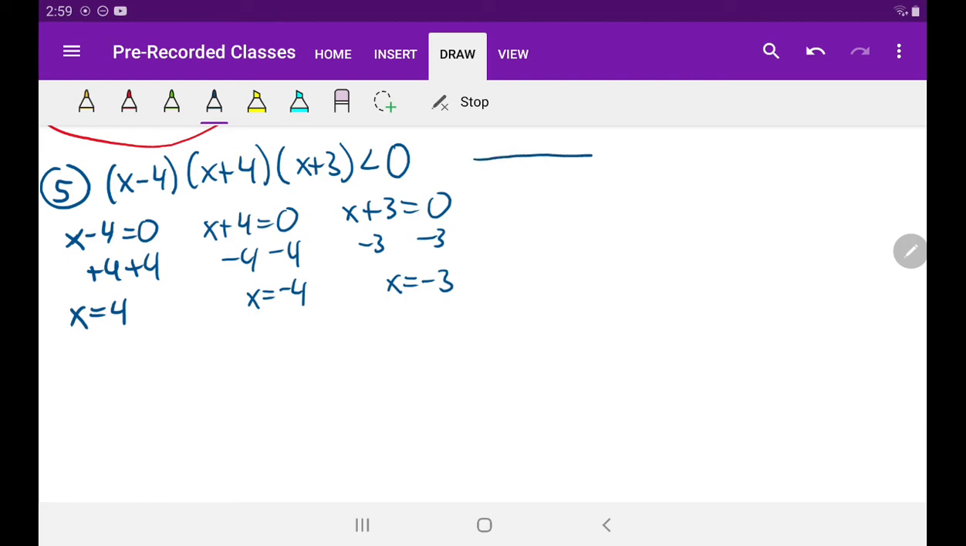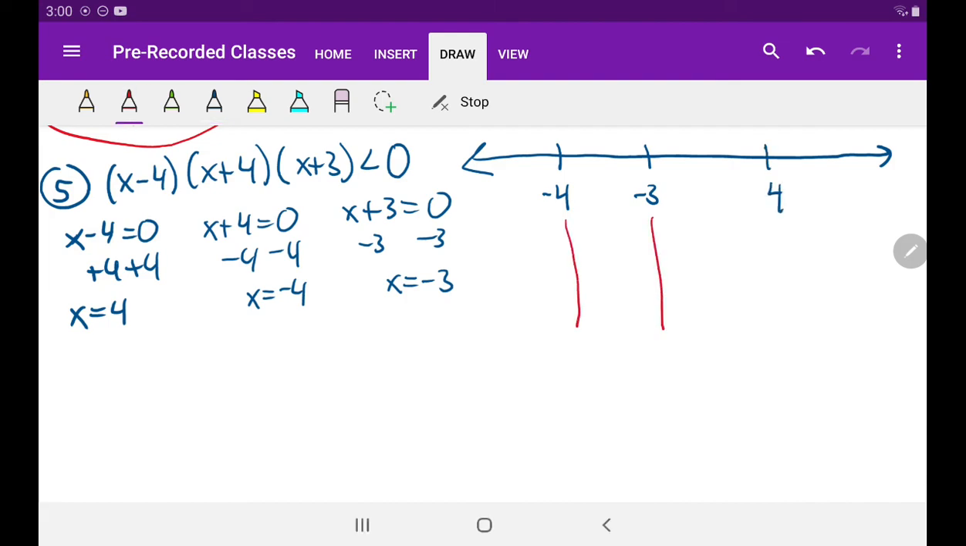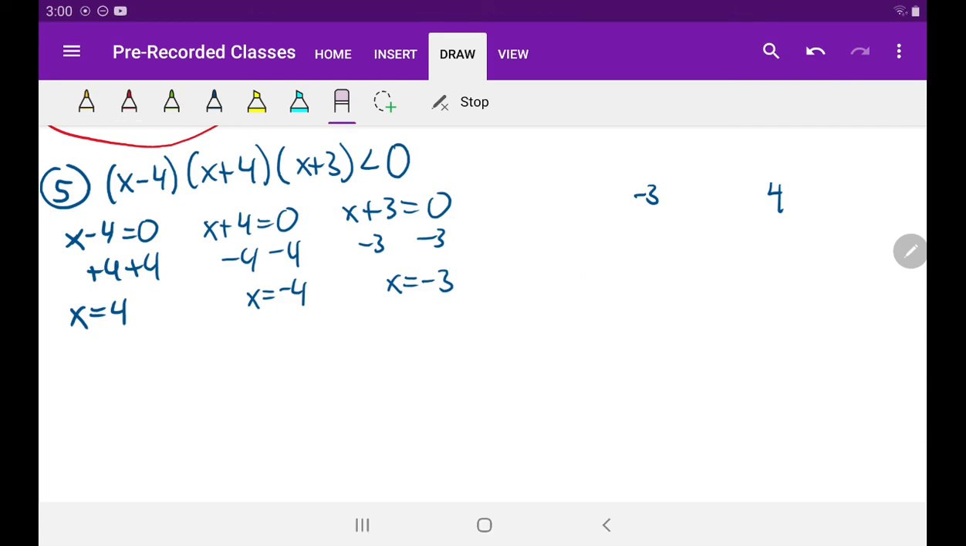So I'm going to put all of those on a number line. I'm going to have a few more zones to try out here. So I'm going to have negative 4, negative 3, and 4. I'm going to need more room for this. I'm going to take up a whole page for this one because we've got more zones.